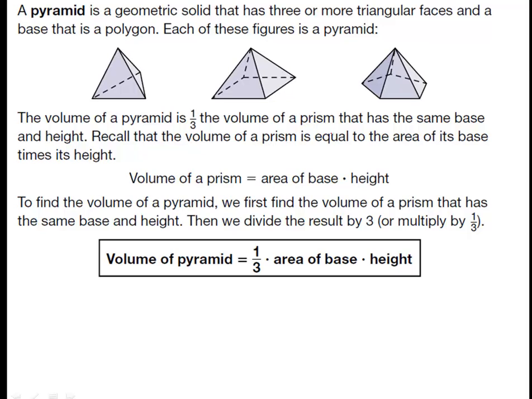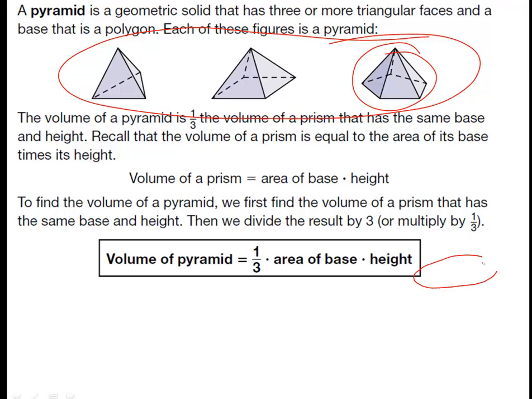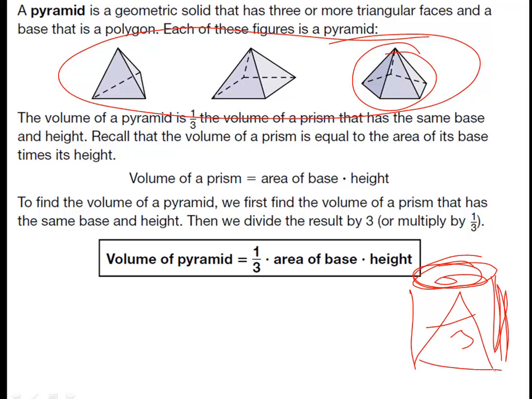Here we see that a pyramid is a geometrical solid that has three or more triangle faces and a base that's a polygon. All of these are pyramids. We know that the volume of a pyramid is 1/3 the volume of a prism that has the same base and height. When we calculate the volume of a prism, we do area of the base times the height. So when we're doing a pyramid, once we've got that, we just divide it by 3, because it only takes up 1/3.